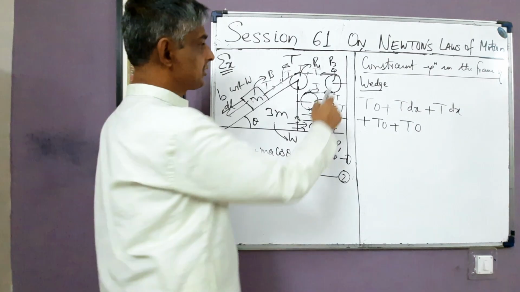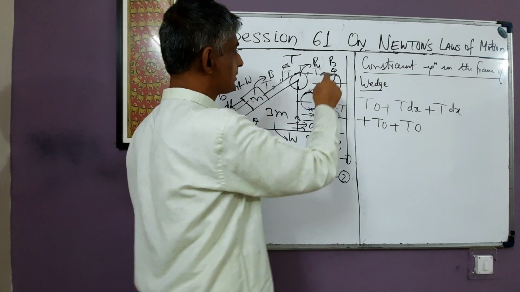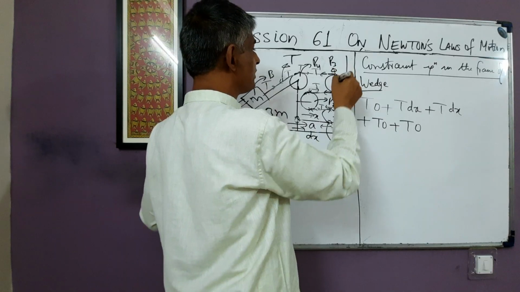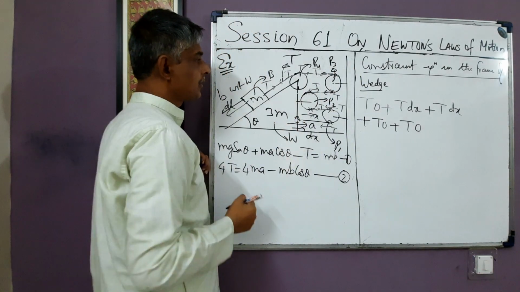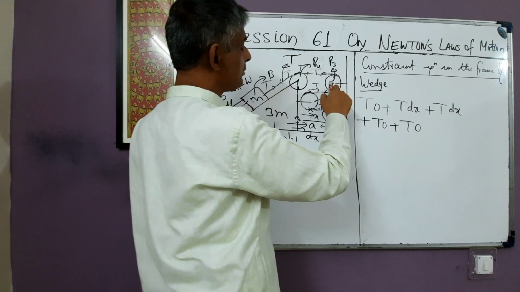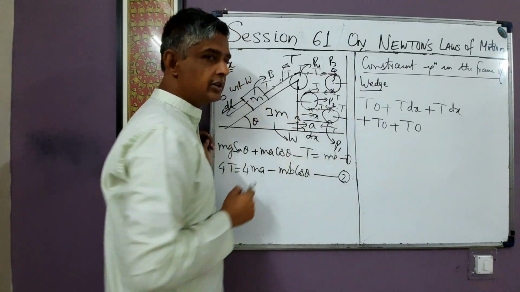Okay. Now take the pulley P3. This string exerts a force on P3 at effectively 2 points, this point and this point. So T in this way, T in this way. Now to find the work done by the string on pulley P3, we have to find the displacement of these 2 points of pulley P3 with respect to the wedge.